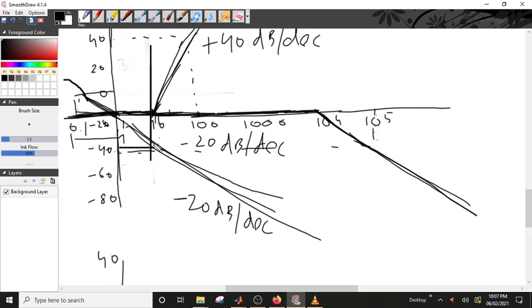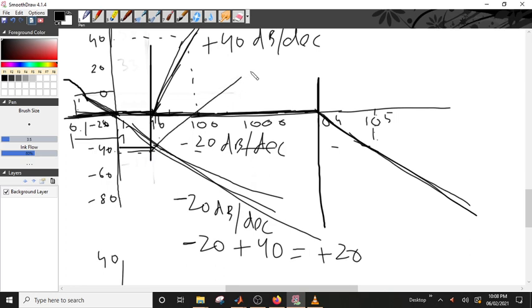We have 2 lines till 10 power 4 where the third line started including. Okay, so at this point we have 2 lines. One slope is minus 20, other slope is plus 40, so it will be plus 20. So after this 10 we will have plus 20 dB per decade until we reach the third line. So we should keep going until we reach the third line, right?